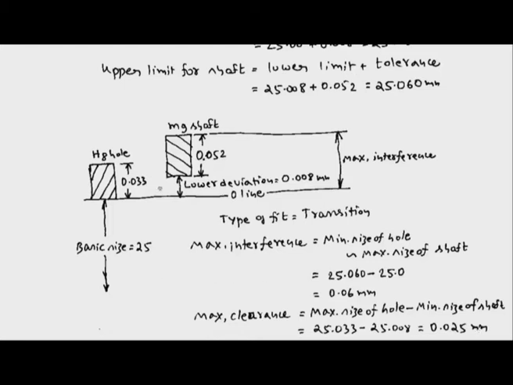Now, from this picture we can understand that there is overlapping of the tolerance zone of the hole with the shaft. So, depending upon the actual size of the shaft and the actual size of the hole, we may get an interference fit or we may get a clearance fit. So, this is a case of transition fit.